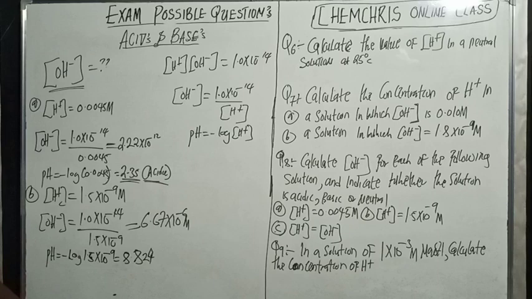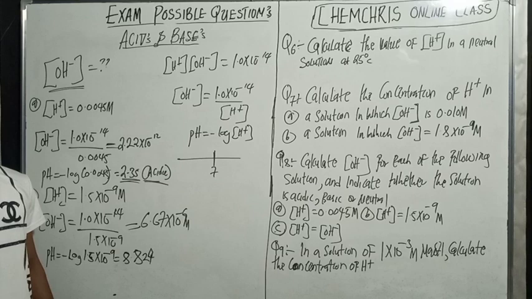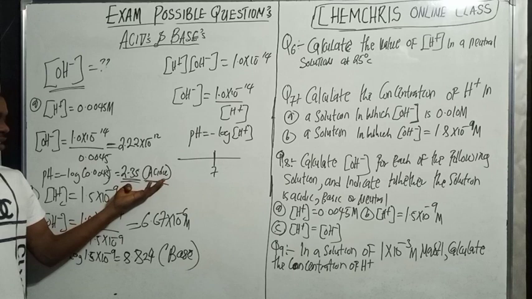Remember, I gave you a pH scale, right? 7 is neutral, and this is more than 7. It's basic, right? So the pH is more than 7. So it's a base. Listen, so here we have a base. Now this one is an acid, it's acidic because the pH is 2.35. That is the main reason.